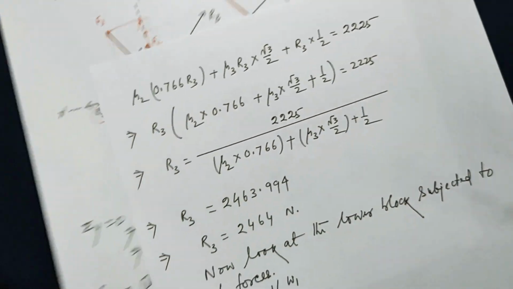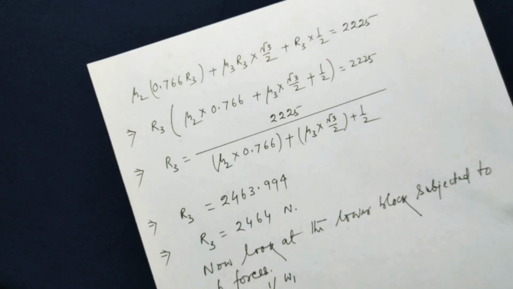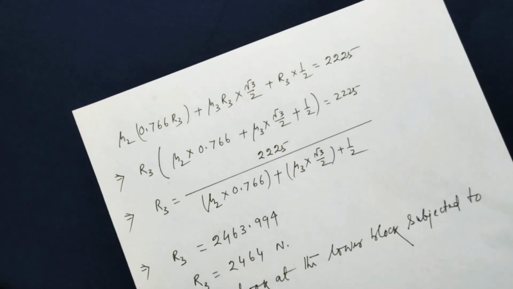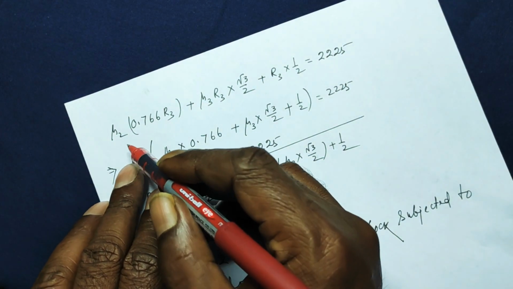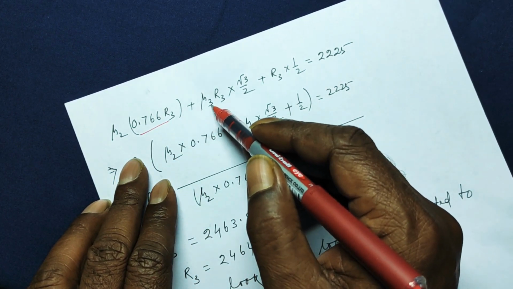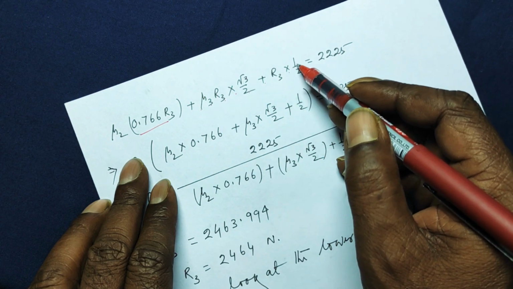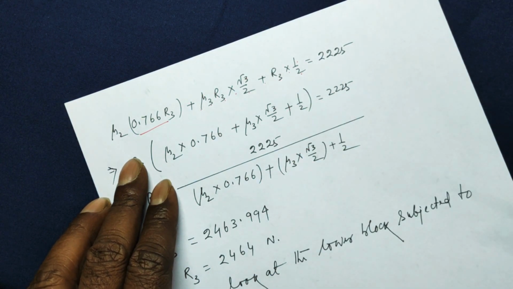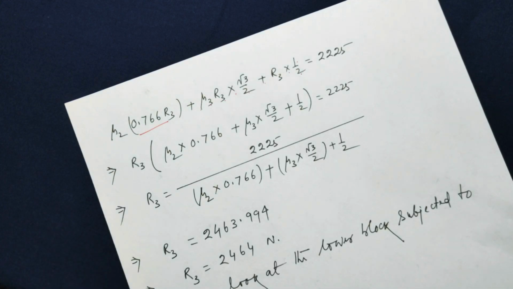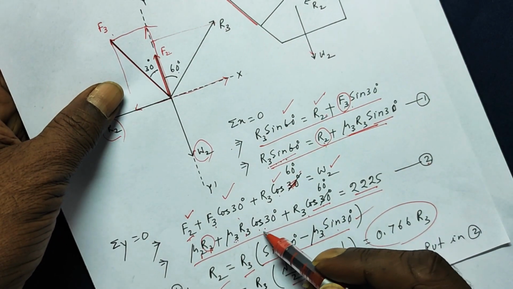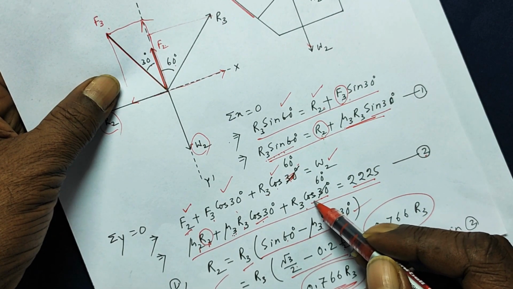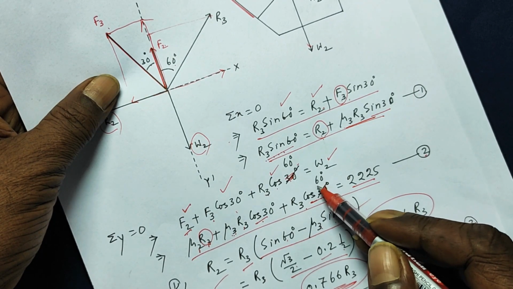So by doing so, equation 2 reduces to mu 2 times R2 plus mu 3 R3 times root 3 by 2 plus R3 times 1 by 2. I have put the values of cos 30 and cos 60. It's not 30, this is 60. Cos 60.